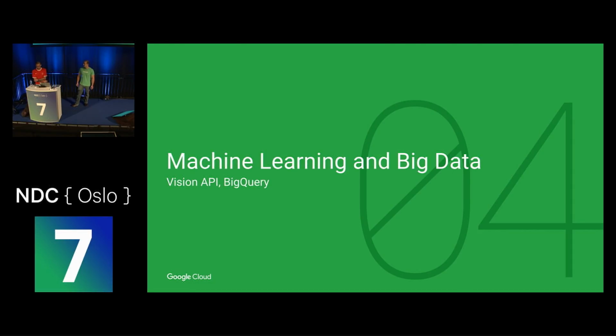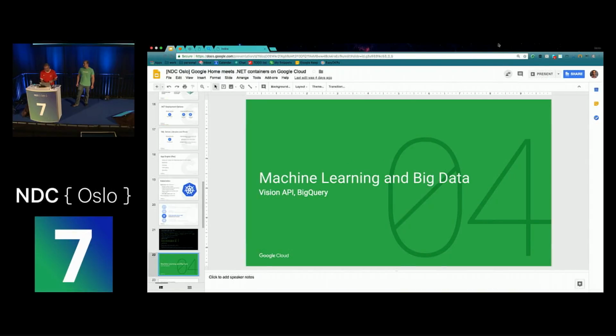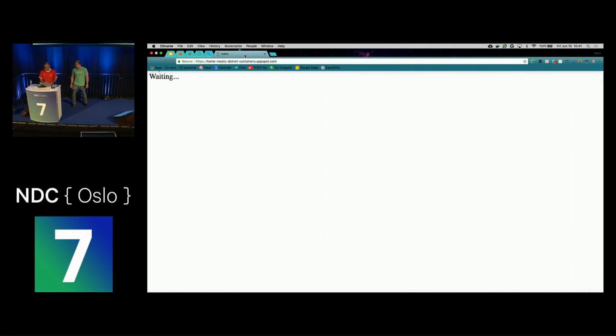OK, Google, let me talk to my test app. Okay, let's get the test version of my test app. Hi there. Which platform are you running on? Running on Google App Engine. Project ID is home meets .NET containers. OK, goodbye.